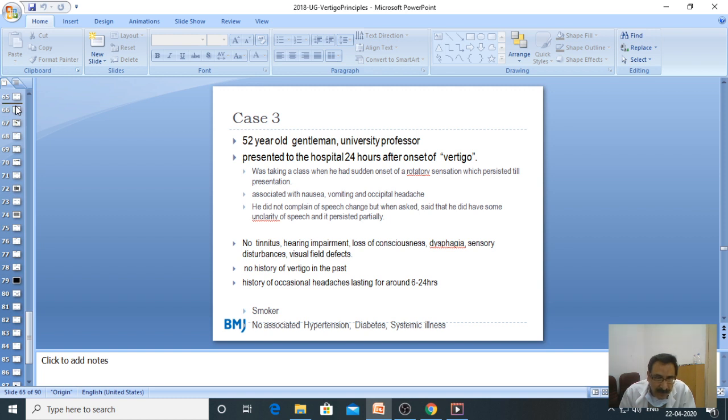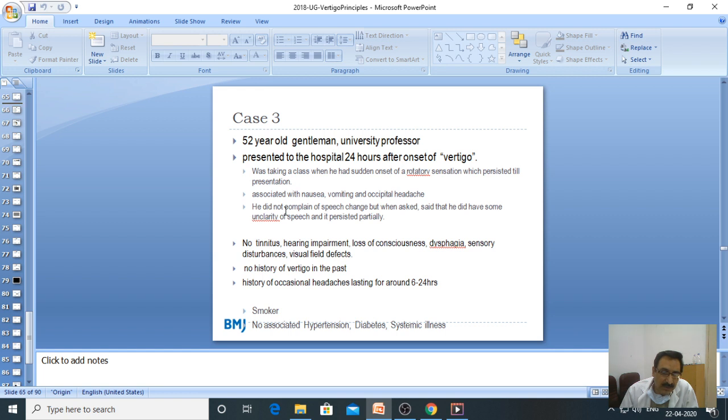To put it all together, the hint is a little bit of unclarity of speech, because you ask for that symptom. You ask for the ear symptoms, you ask for symptoms with regard to the brainstem or the lower cranial nerves, and you ask whether the symptoms of giddiness and vertigo are in proportion or not in proportion.